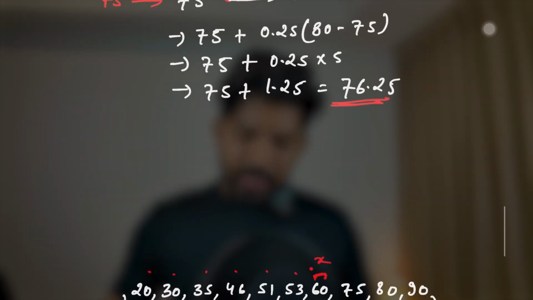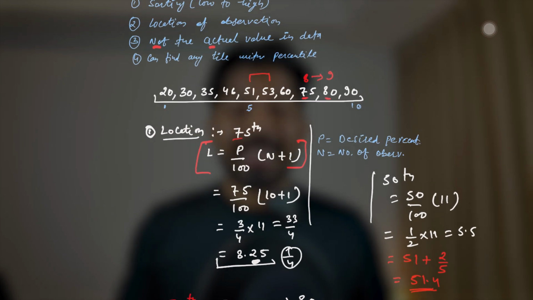And we have seen previously that when we found the 75th percentile, it was between 75 and 80, right? So it should be very clear now. There should be no confusion. Okay, so now let me tell you again a very confusing part, which is the difference between percentage and percentile.